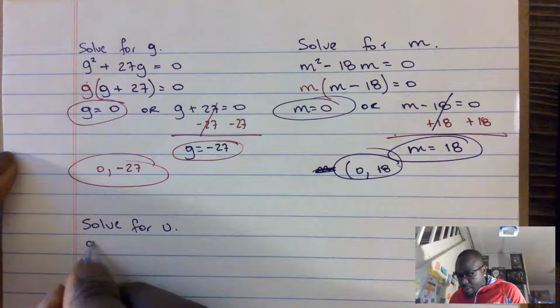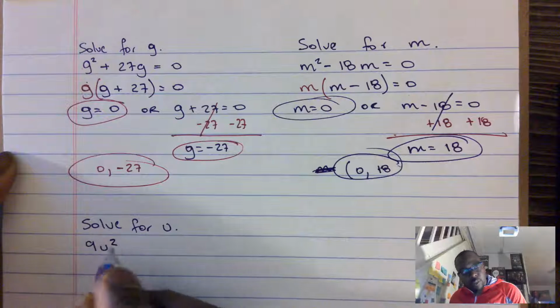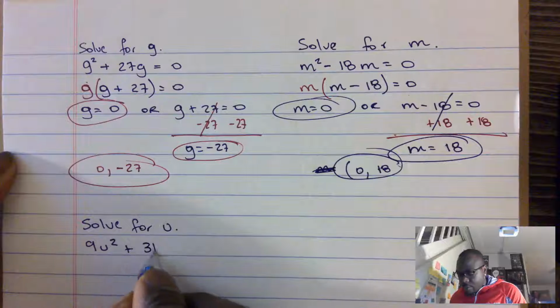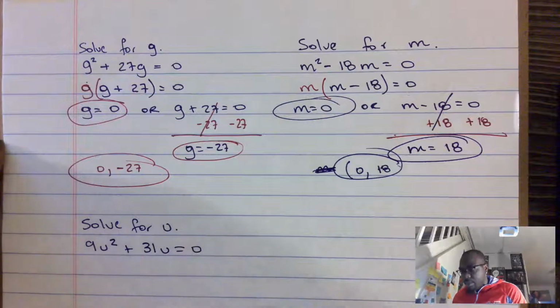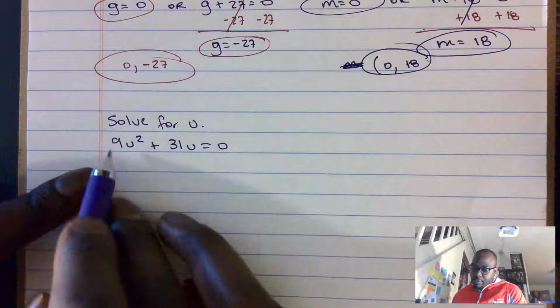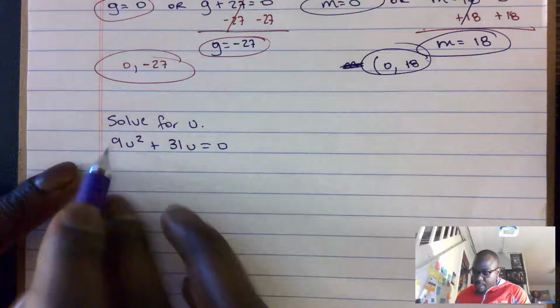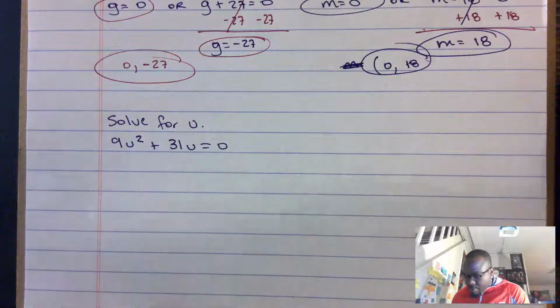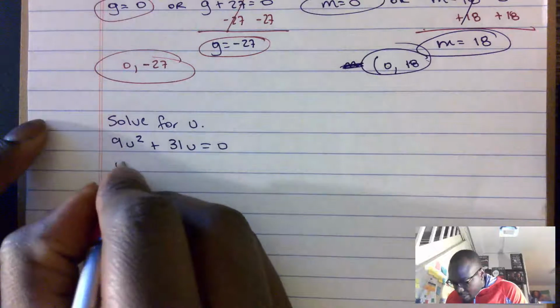So I have 9u squared plus 31u equals 0. The first thing that I do is check the variables. They both have a u, so I know that I can factor out a u here.